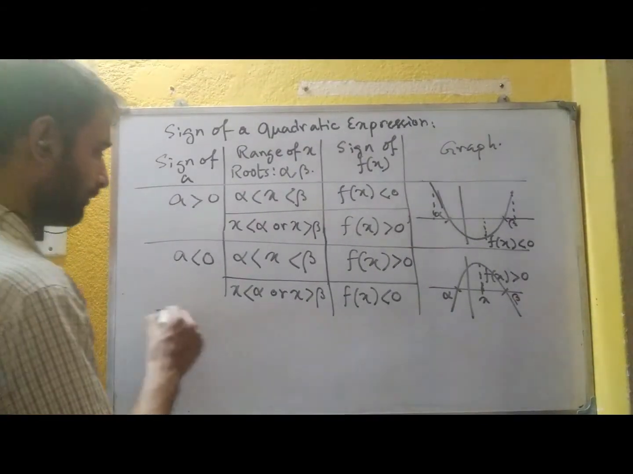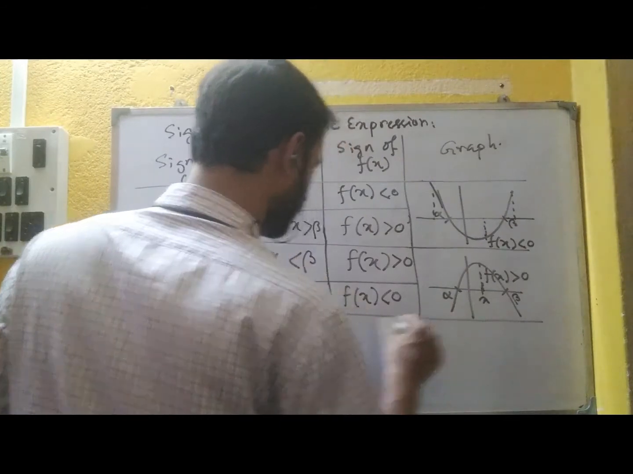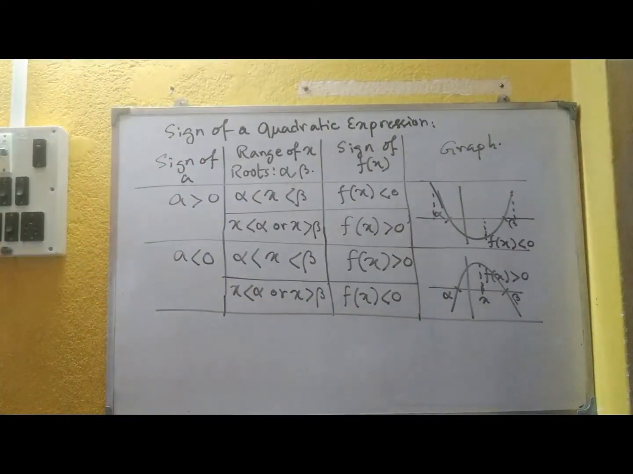So this is a table of values of the expression in different cases. If you remember this, you can easily find the sign of the quadratic expression.